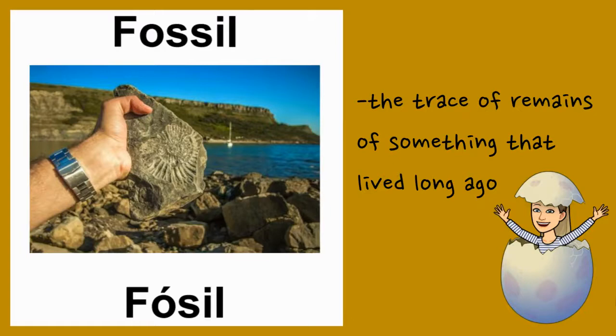This vocabulary word is the word fossil. A fossil is the trace or remains of something that lived long ago. Fossils can be shells, bones, skin, leaves, or even footprints. They can form in several different ways. There are trace fossils, preserved remains, molds and casts, and fossils in stone.